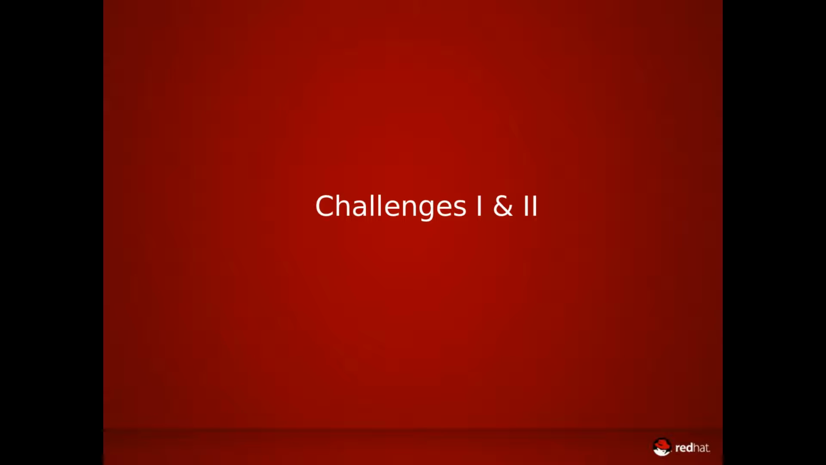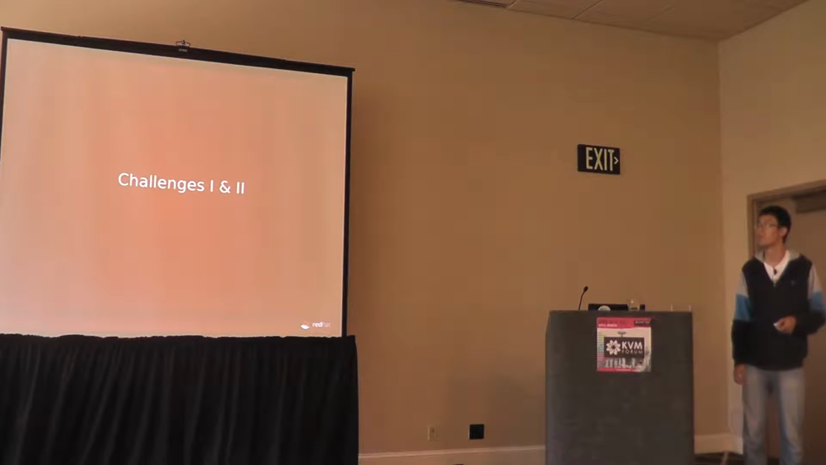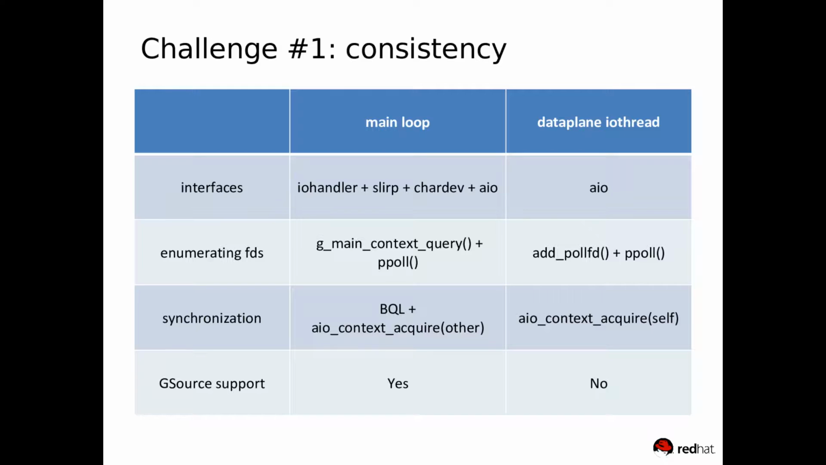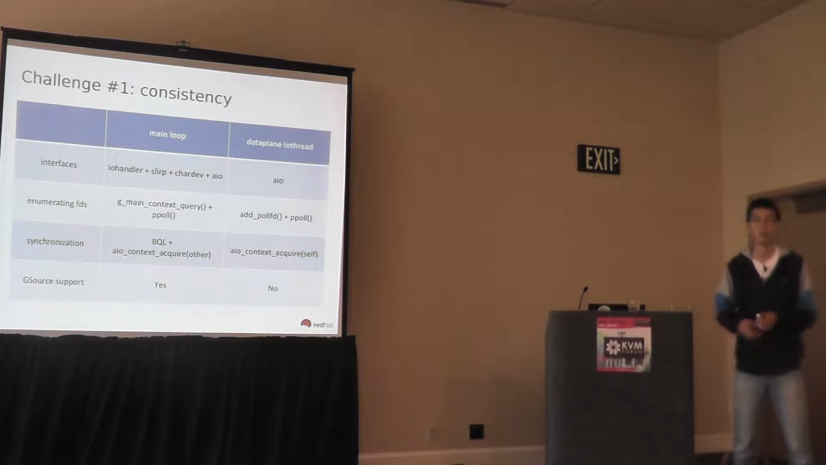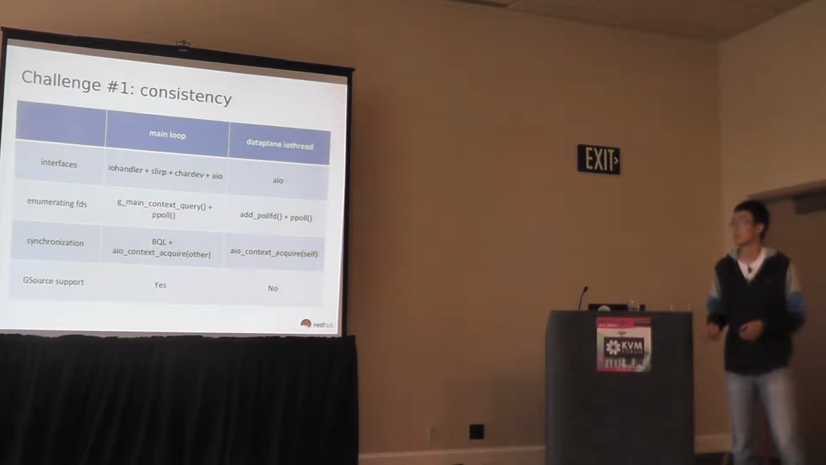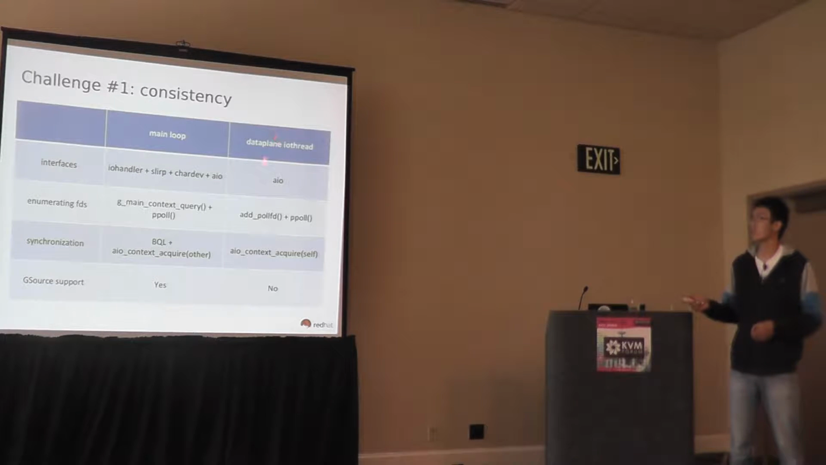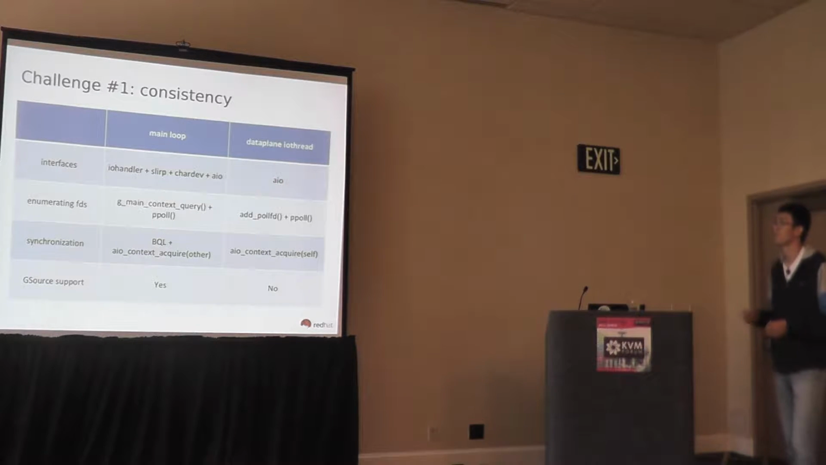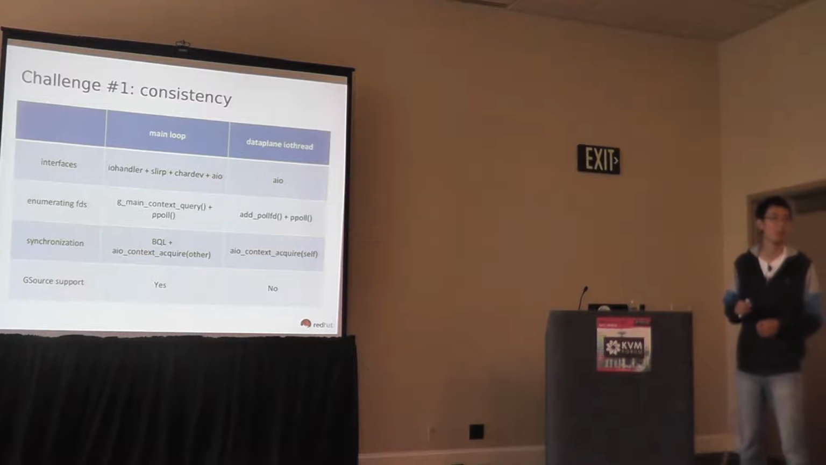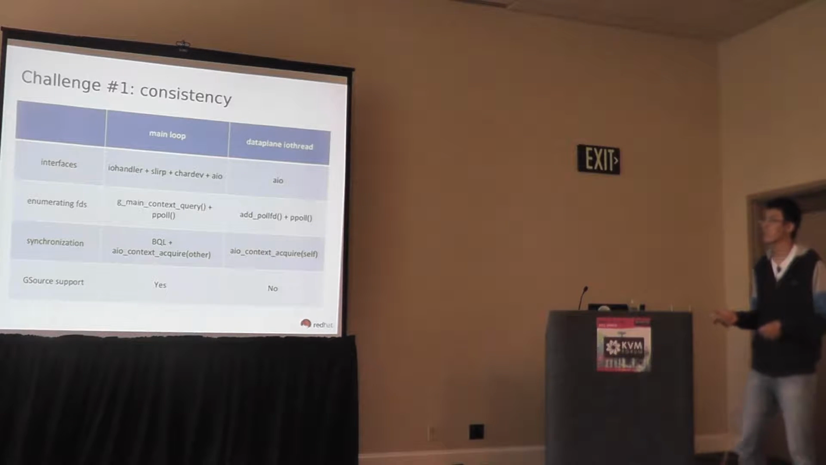Okay, so I'll directly go into what challenges there are. Challenge one, as I mentioned, is consistency. The iothread does things in a similar fashion as the main loop. As an interface, the AIO is basically only available in an iothread. But the main loop has a few more things that we don't care about in iothread. But that's something in common.